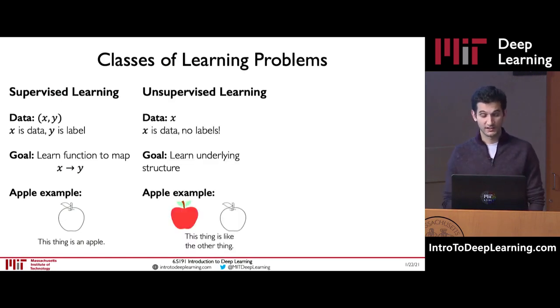Now, in yesterday's lecture, we also uncovered a new type of learning algorithm called unsupervised learning. Now here, it's different than supervised learning because now we only have access to our data, X. There are no labels in unsupervised learning, and now our only goal is to uncover some underlying structure within our data.